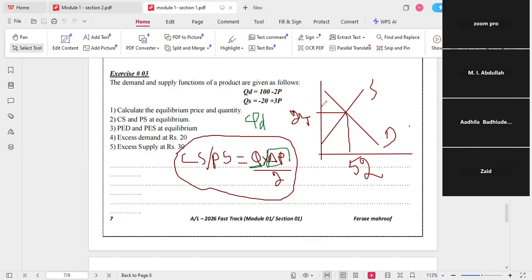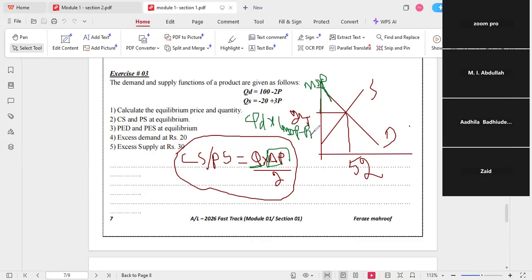For consumer surplus, delta P is the consumers' side. This point is the maximum demand price. Okay, this is the maximum demand price. So the price difference, into QD, is the maximum demand price minus the consumer's buyer's price.